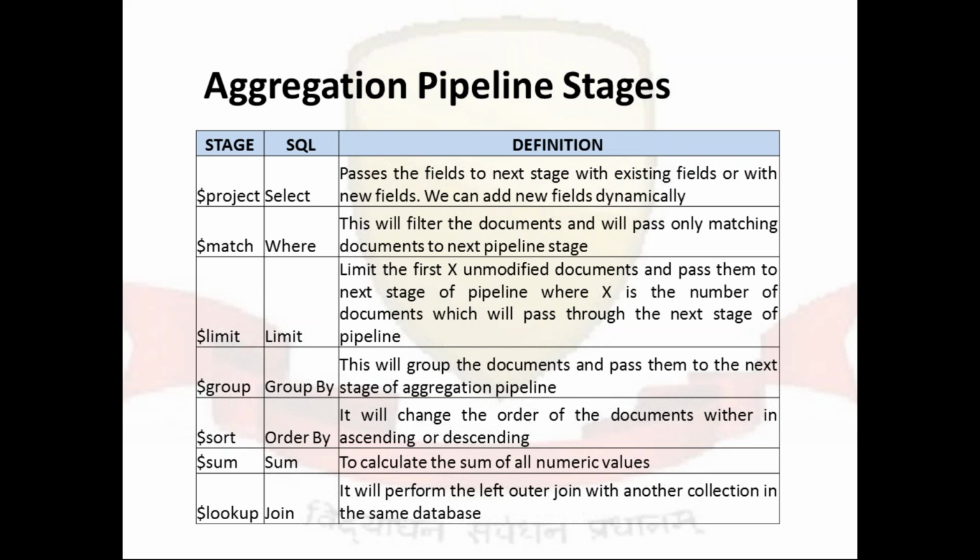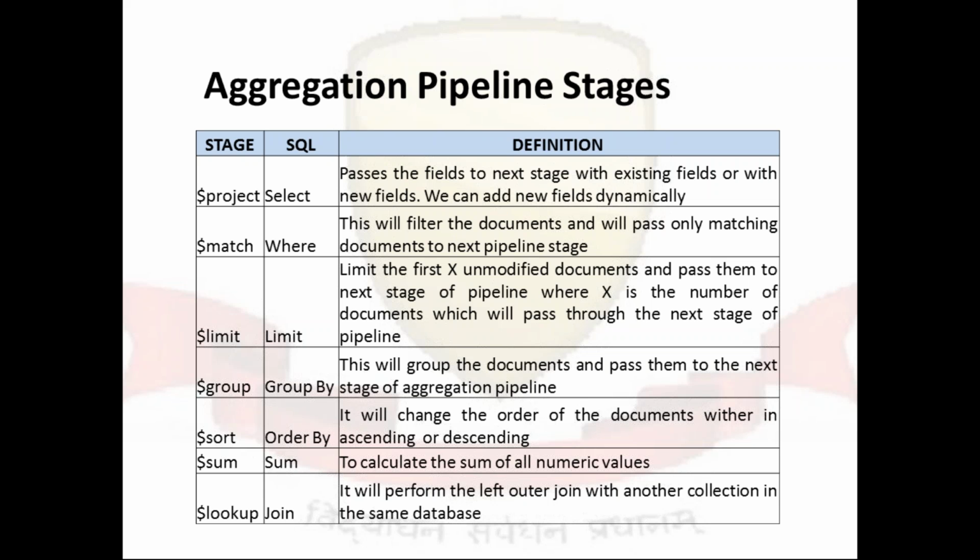Now let's discuss the various stages of the pipeline. In this table you can find the stage, its SQL counterpart, like how it looks in a SQL database, and the definition of each stage. The first one is $project. The SQL counterpart for the same is select. This passes the fields to the next stage, with existing fields or new fields, and we can add the new fields dynamically.